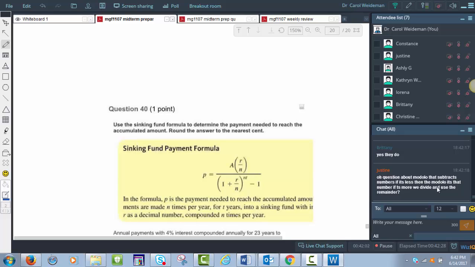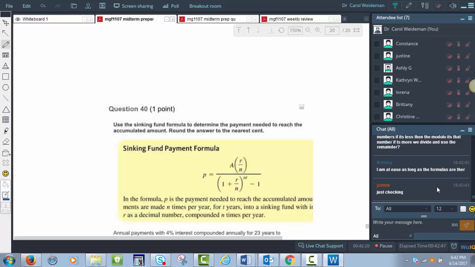Question about the modulus that subtracts numbers. If it's less than the modulus, then that's the number. If it's more, we divide. Yes, you're correct. So if it was modulus 6 and the answer you got was 5, that would be the answer. If the number was 12 and you were doing modulus 6, you'd have to divide by the modulus.